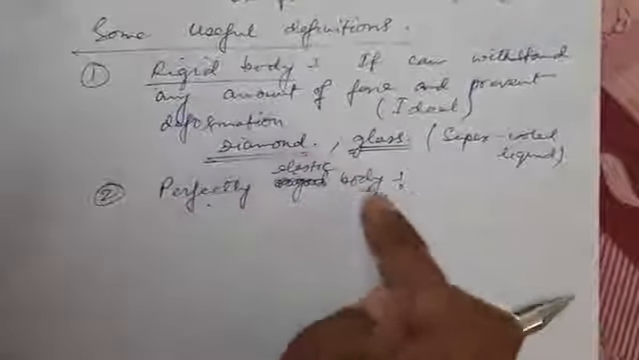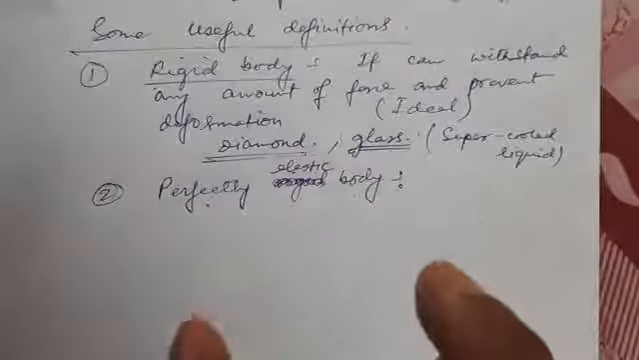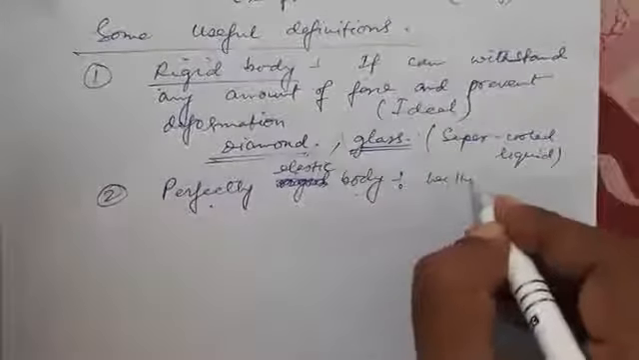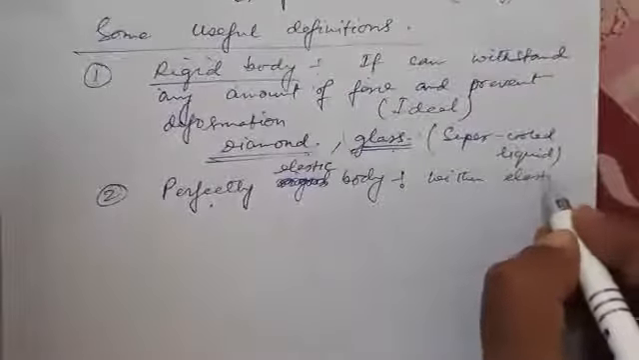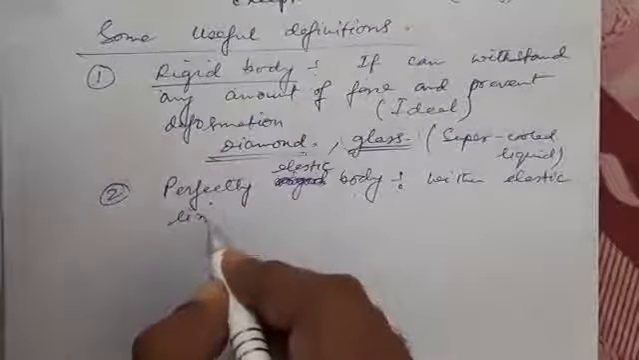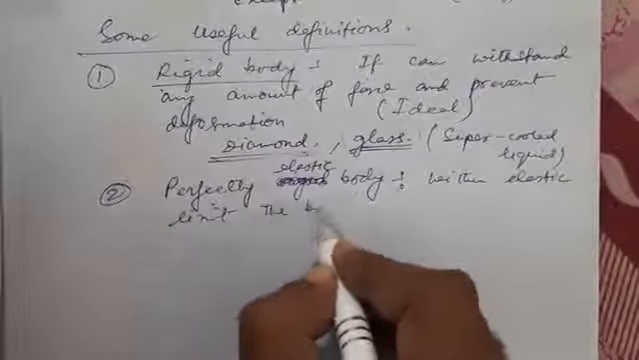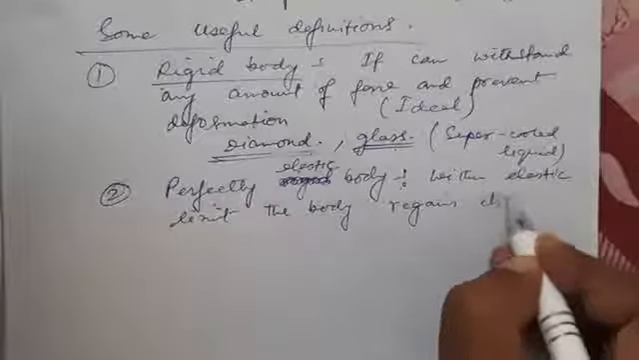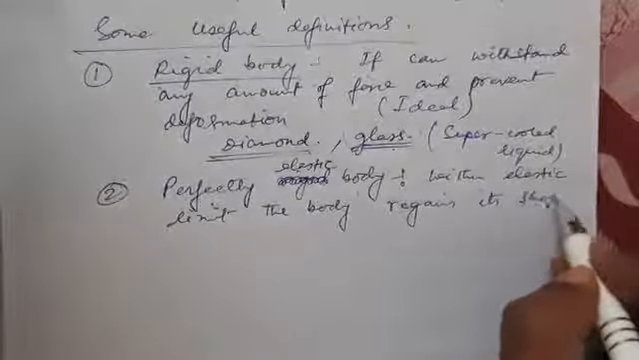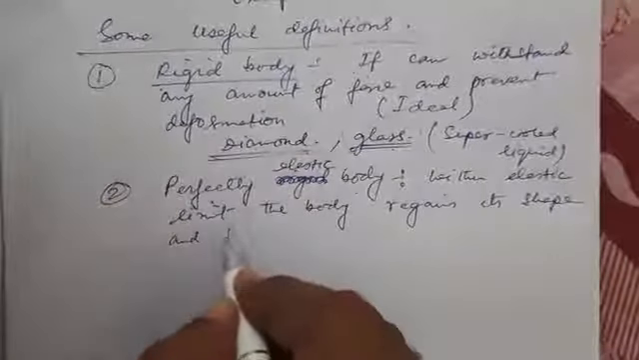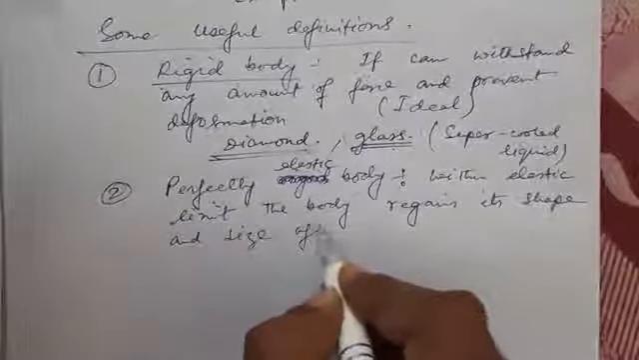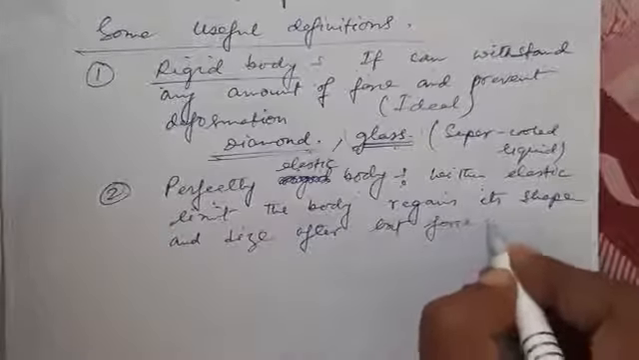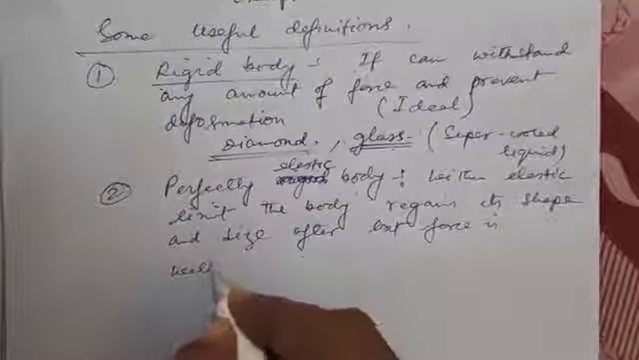That definition holds for a perfectly elastic body. Now, what is a perfectly elastic body? The first point is: within the elastic limit, the body regains its shape and size after the external force is withdrawn.